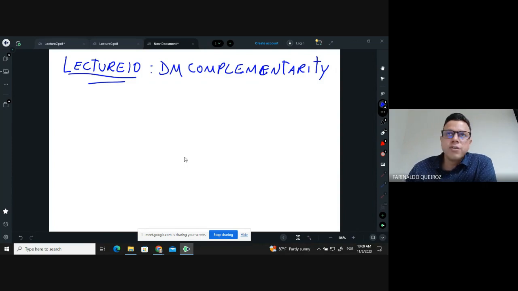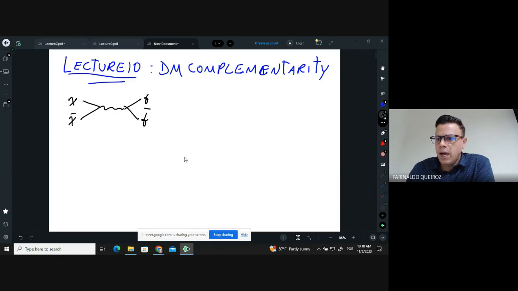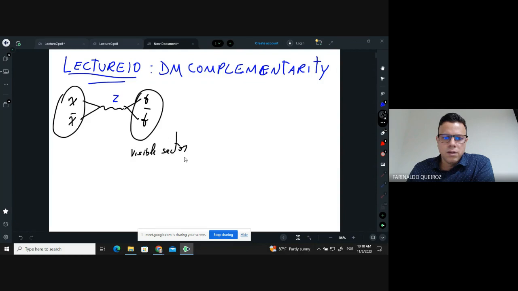So I'm going to continue with the scenario that I proposed in one of the previous lectures, where a dark matter particle finds another anti-dark matter particle, and they annihilate and produce pairs of fermion and anti-fermion. I focus on a Z boson. So let's suppose that the Z boson is the mediator between the dark sector and the visible sector.